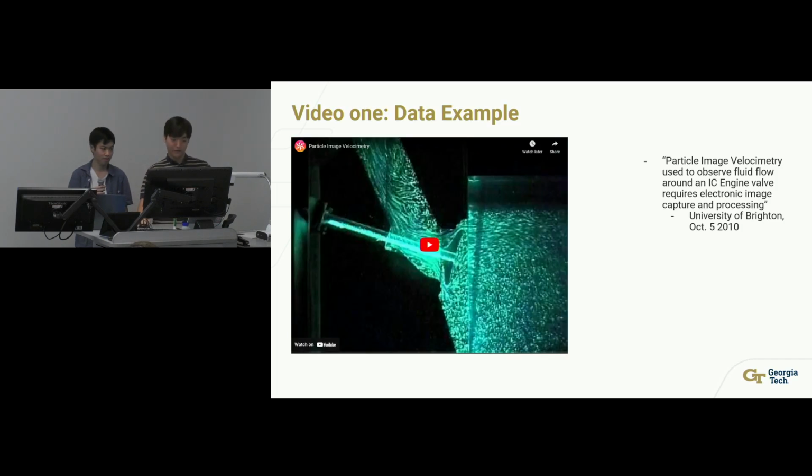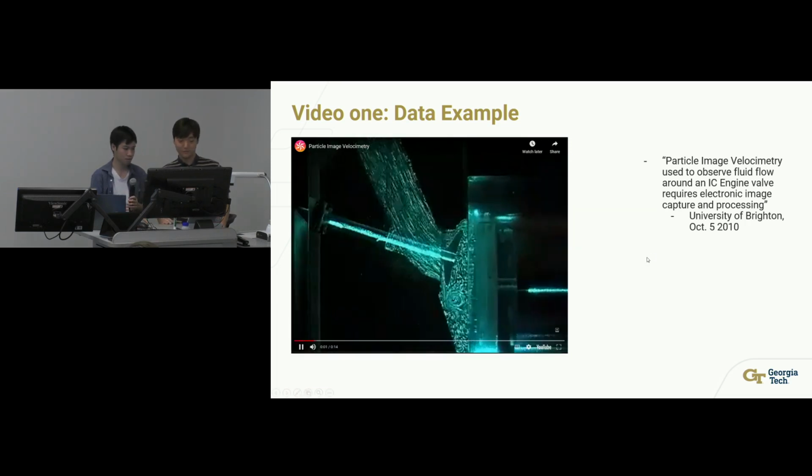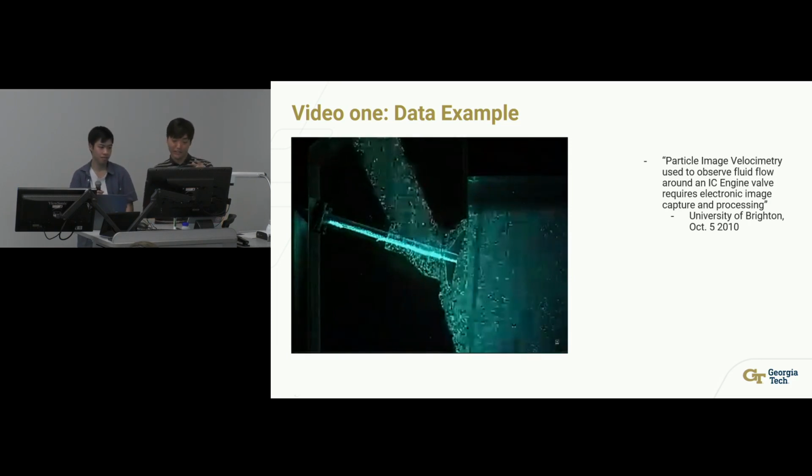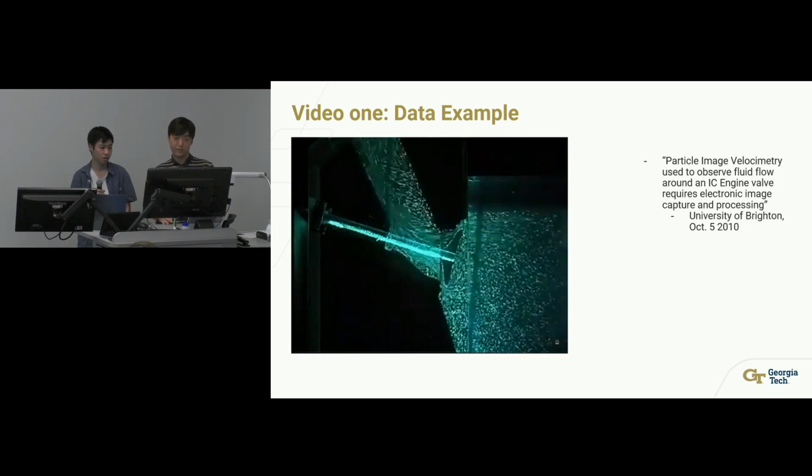Here's an example video of analysis of fluid flow around an internal combustion valve. And here you can see the laser shining on the fluid particles as the piston is moving in and out.